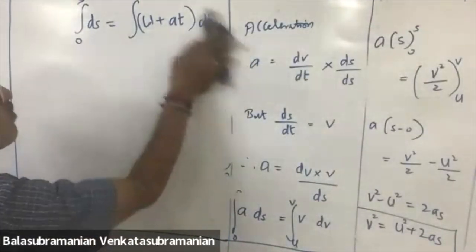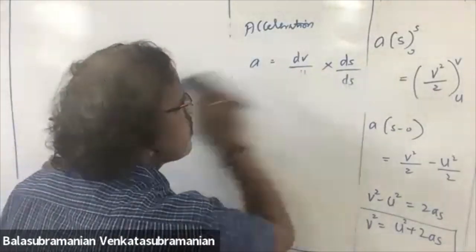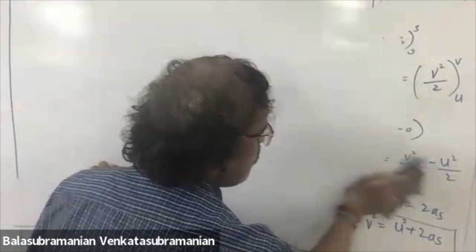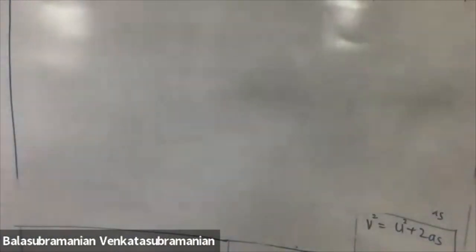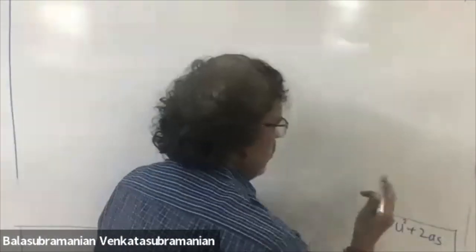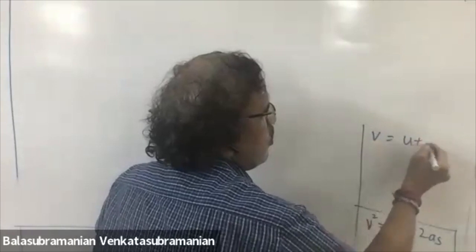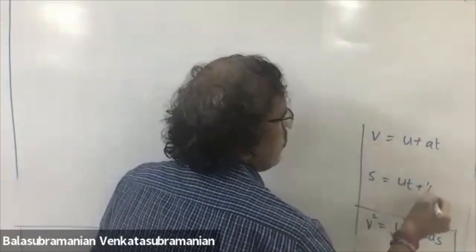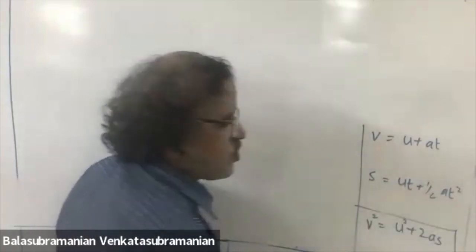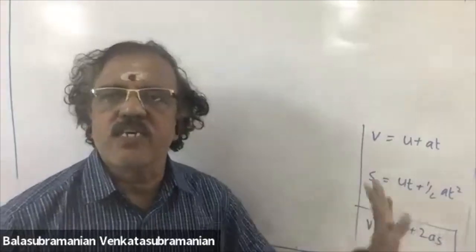Equations of motion for a freely falling body. What are the equations first? v is equal to u plus at, s is equal to ut plus half at square, v square is equal to u square plus 2as.